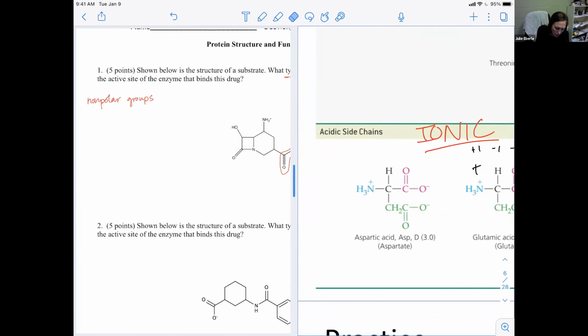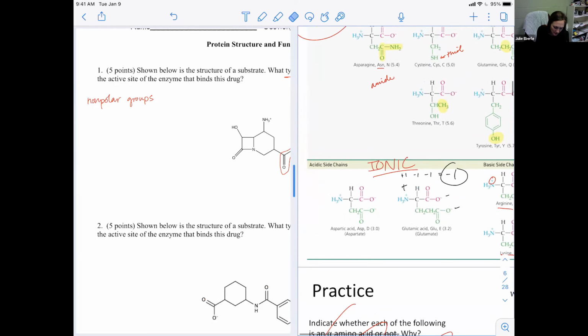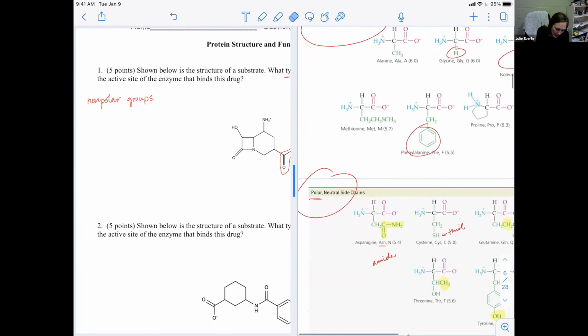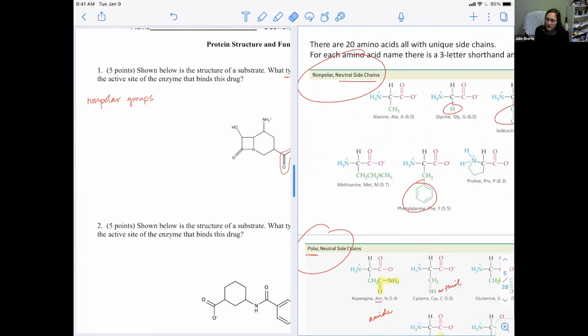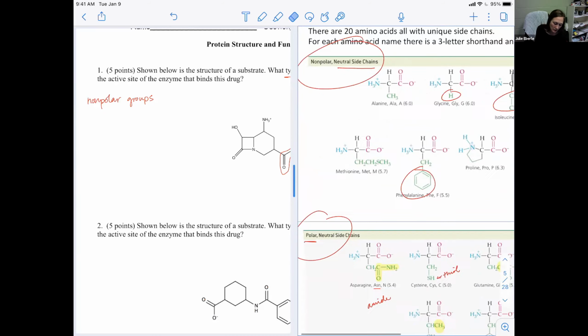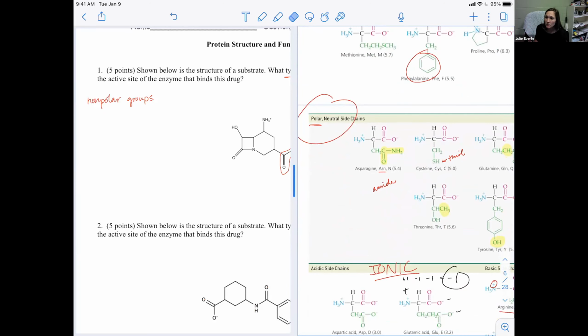So you are looking for things that can interact with these. What kind of groups can interact with nonpolar side chains? Nonpolar groups, okay? Like dissolves like, nonpolar mixes with nonpolar, nonpolar is attracted to nonpolar. What kind of groups can mix with things that are polar? Polar groups. Why is that?